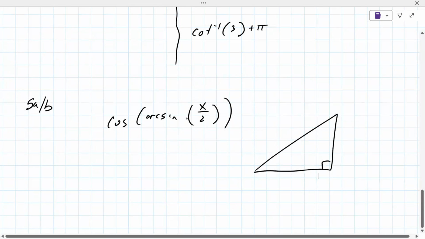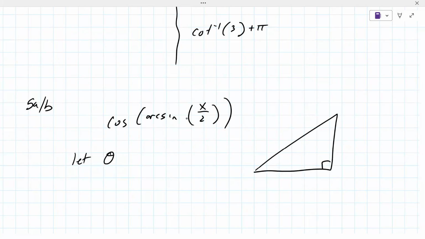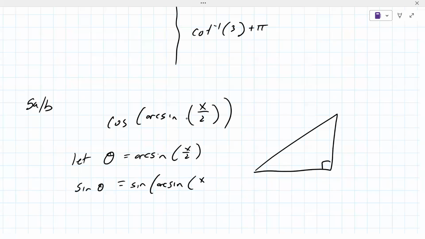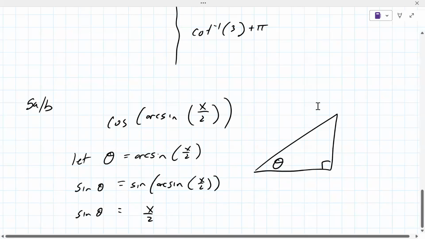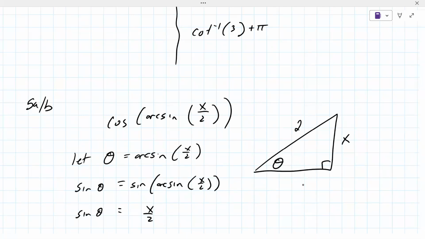So you always make the substitution. You let theta equal the innermost thing there. And then when you take the sine or whatever it is of both sides, to undo the arcsine or arccosine or arctangent or whatever, you get sine theta equals x over 2. So you always draw a triangle, some sort of right triangle. I usually draw the one in the first quadrant, and then you label the sides x and 2. And then you have to solve for the third side using the Pythagorean theorem.